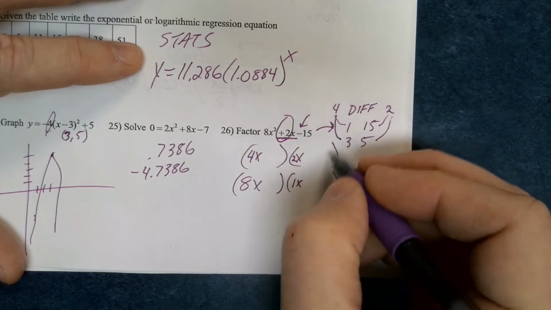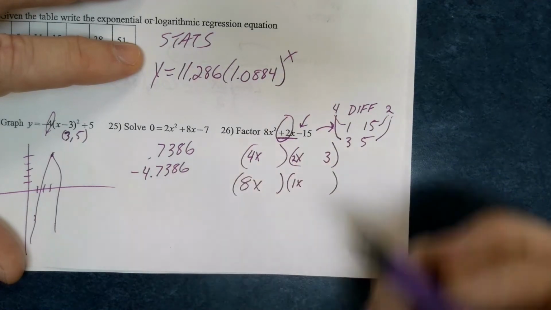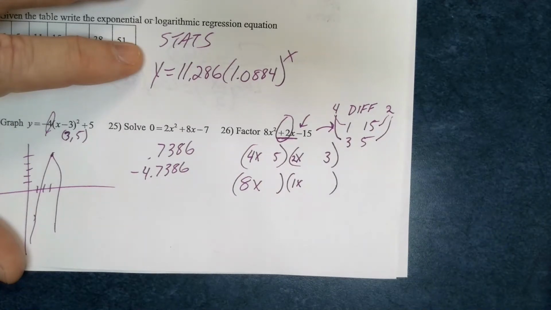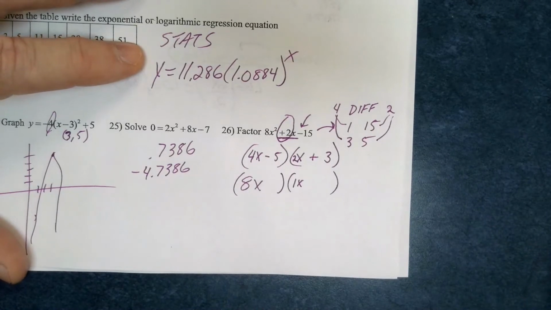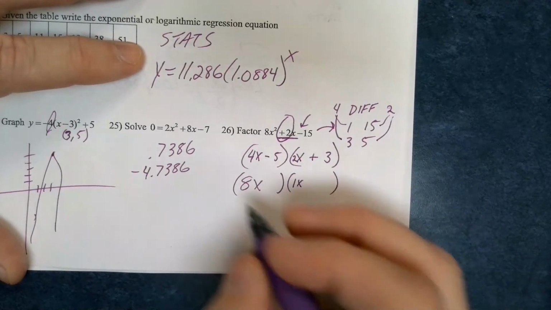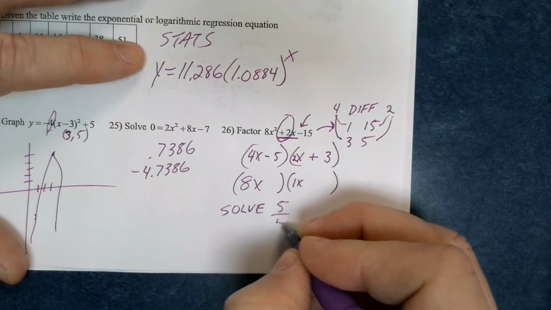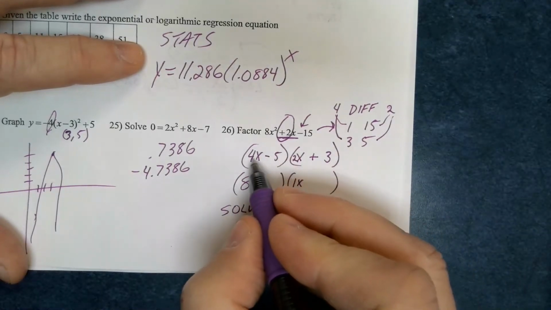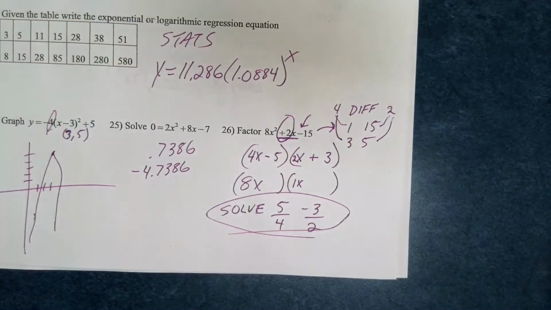So I'm going to do the 4 times the 3. That would be the outside product of my thing. And the 2 times the 5, that would be the inside product. And I need this to be plus, and I need this to be minus. So if I factored it, those are my factors. If it said solve, then I know it would be 5/4 and -3/2. Those are my two solutions, if it said solve. Okay, so that's what that page looks like.